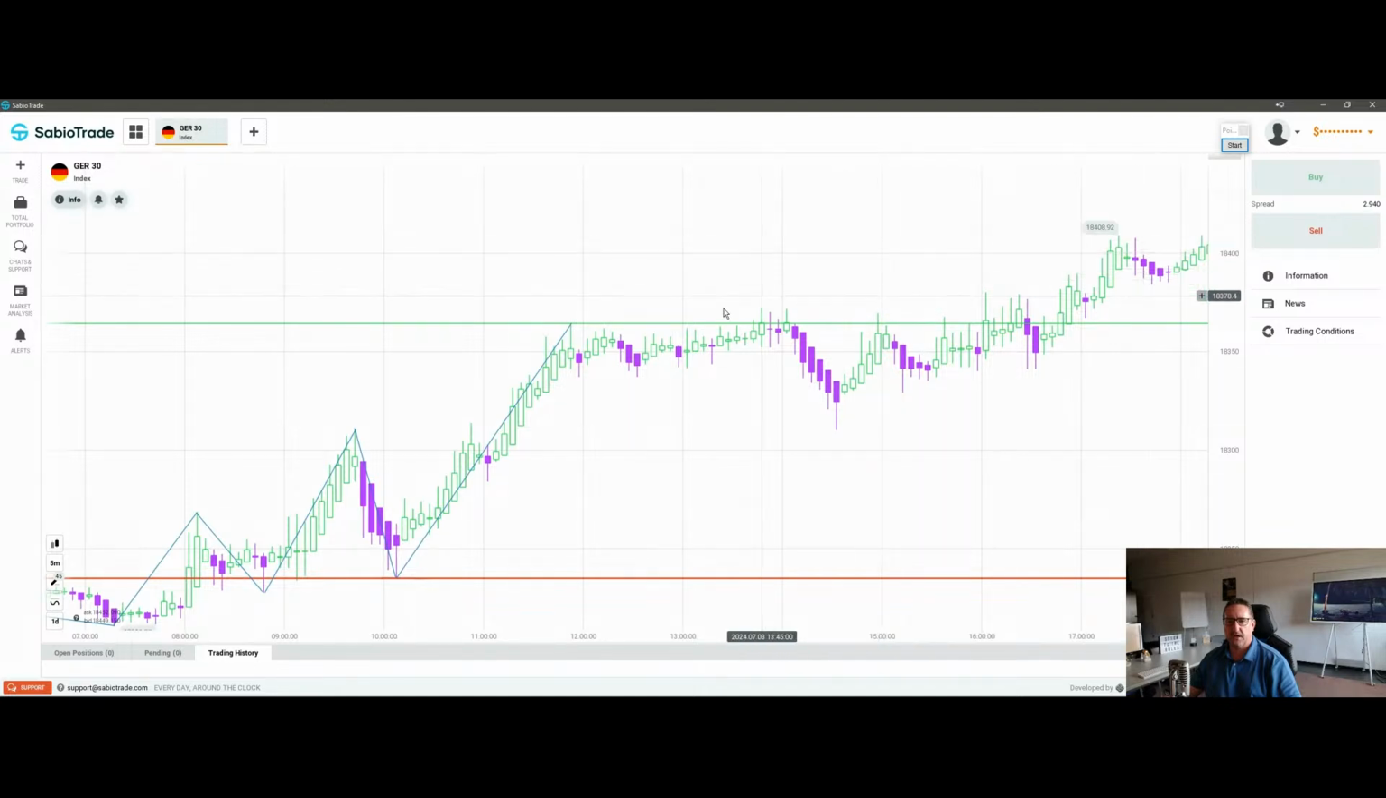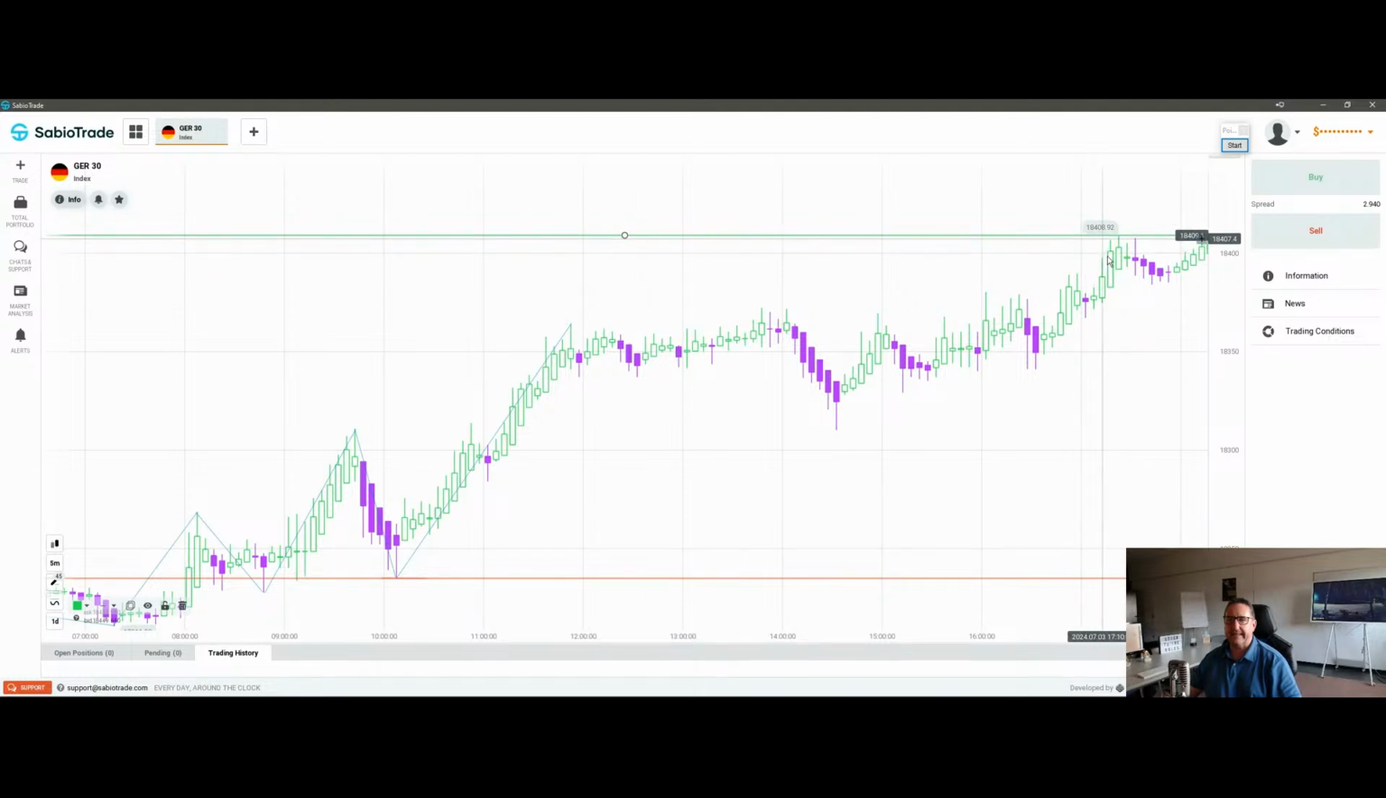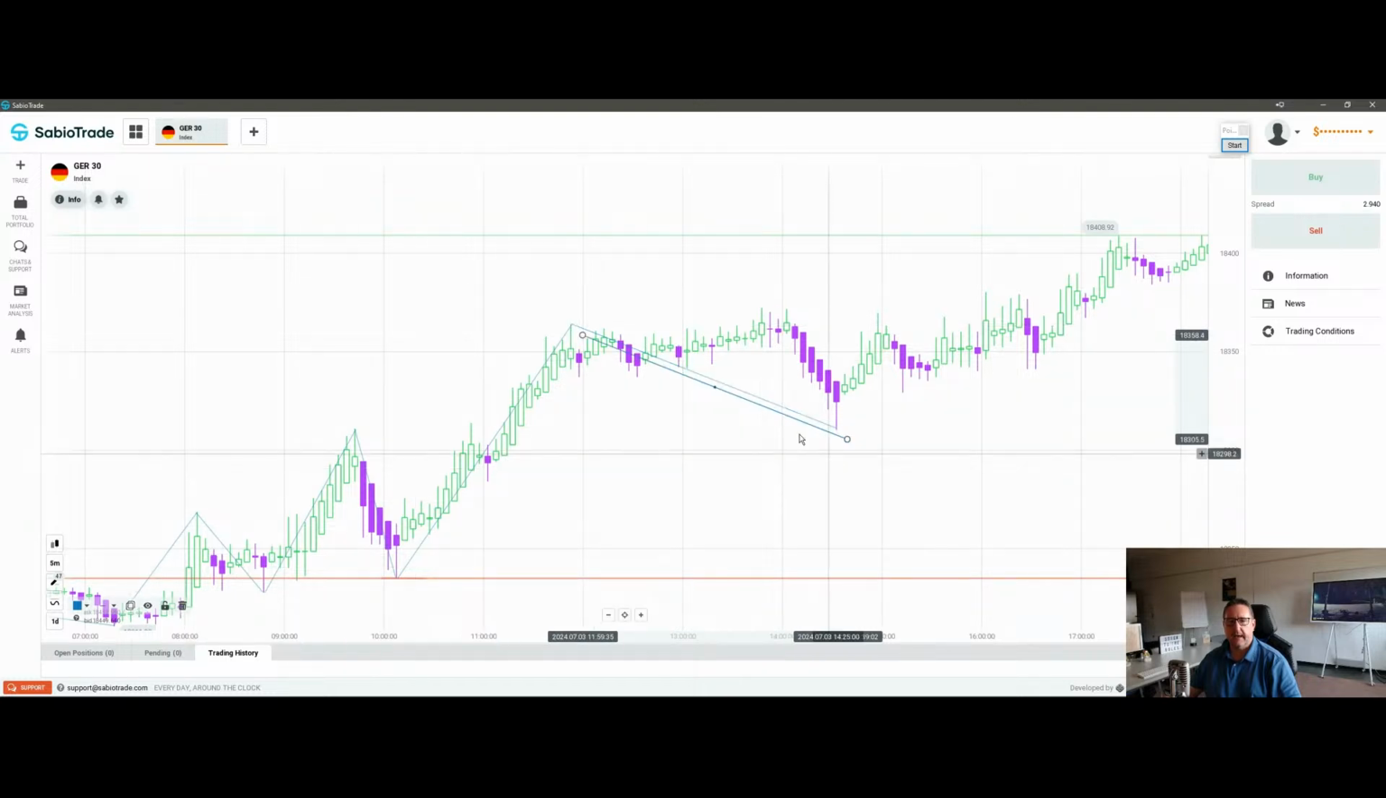You see, that's the top. So we take the horizontal line with us to the top. You see, in the SabioTrade, it's 18,408. And of course, we can continue with the trend. Clone it, bring it to the deepest price, next trend arm, and continue.